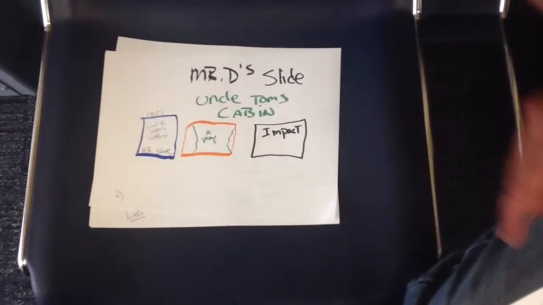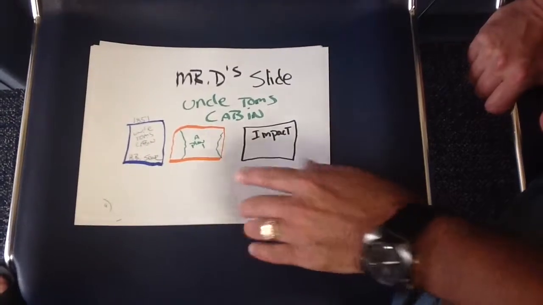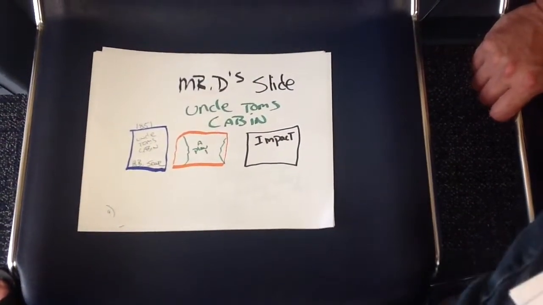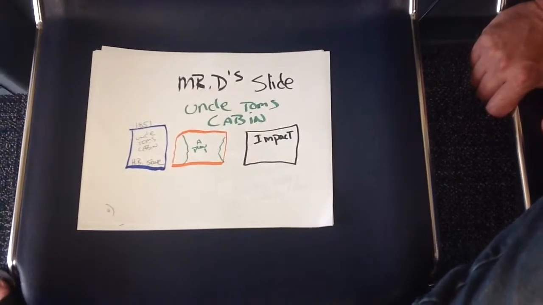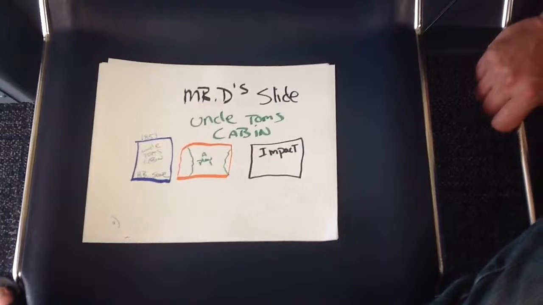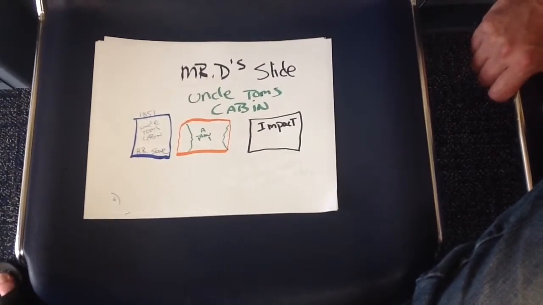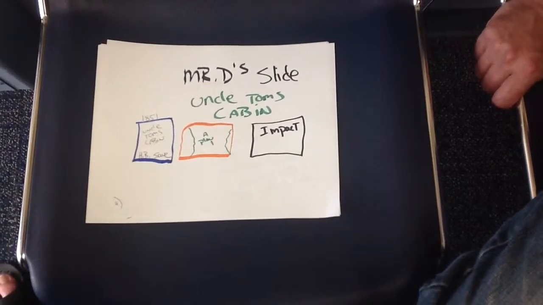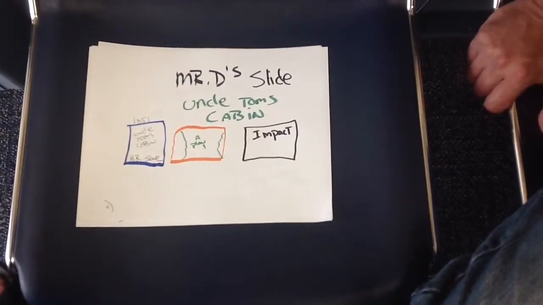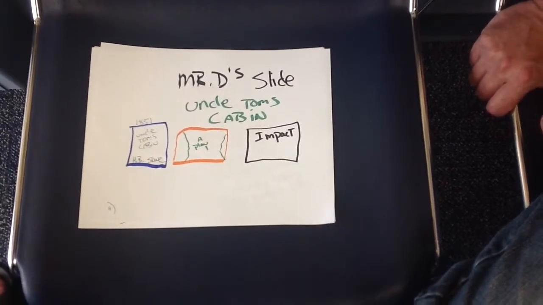Here's an example of one of my slides. Uncle Tom's Cabin started off as a book, and the book was by Harriet Beecher Stowe, and it was published in 1851, and it sold over 300,000 copies in America and also sold 200,000 copies in England. It turned into a play that traveled around the country, and Uncle Tom's Cabin was a very dramatic performance of what slavery was like to people that had no idea how slaves were treated.